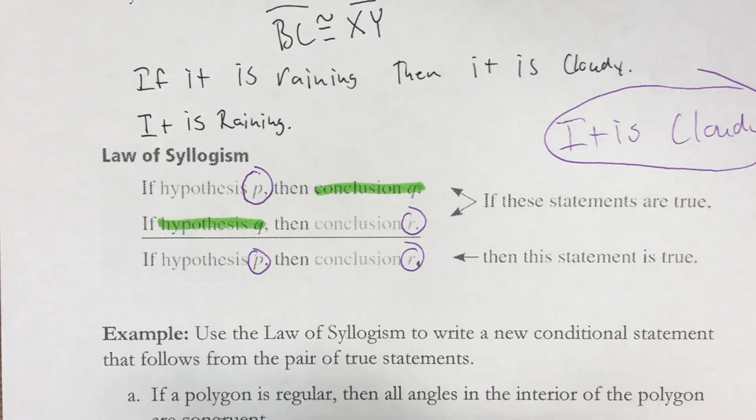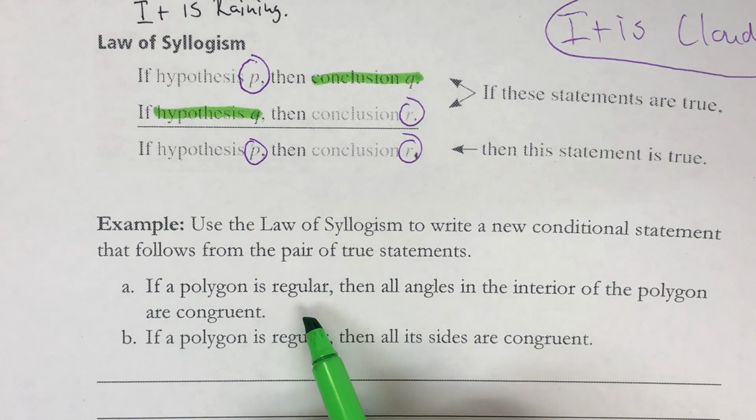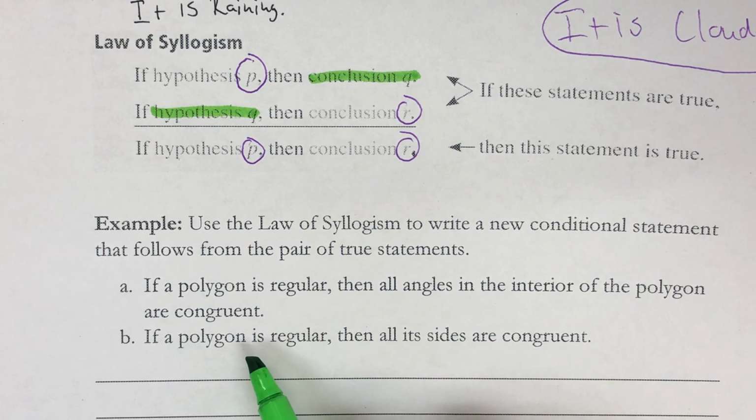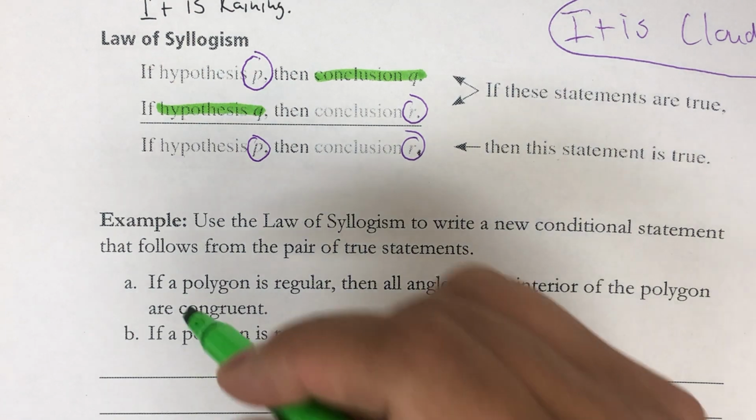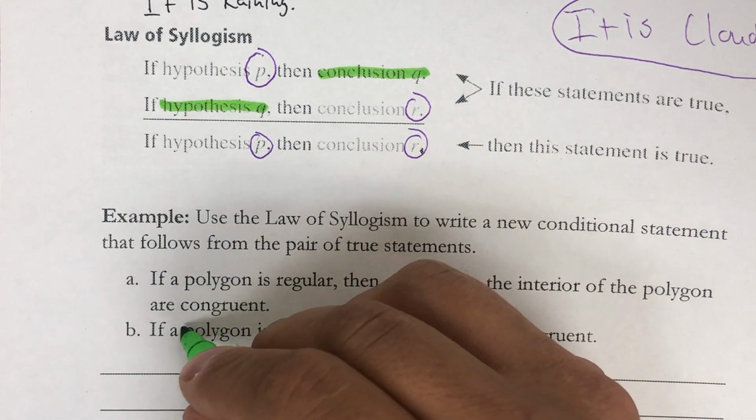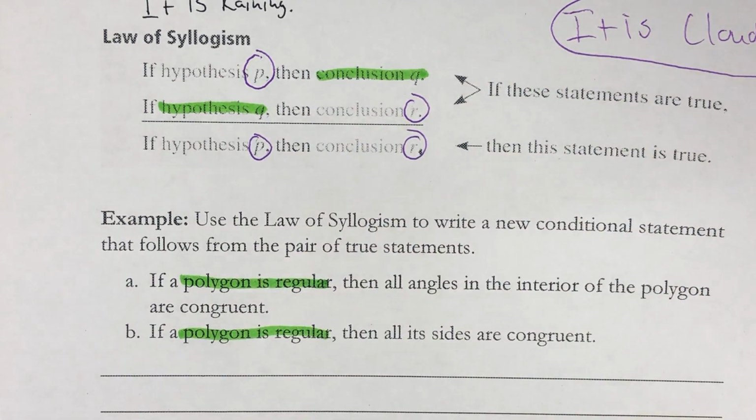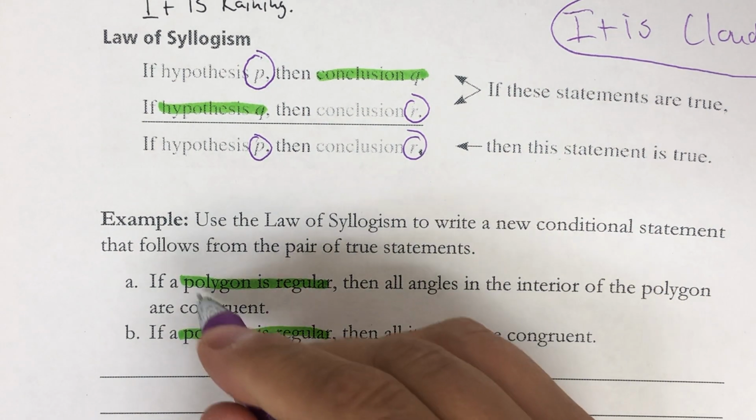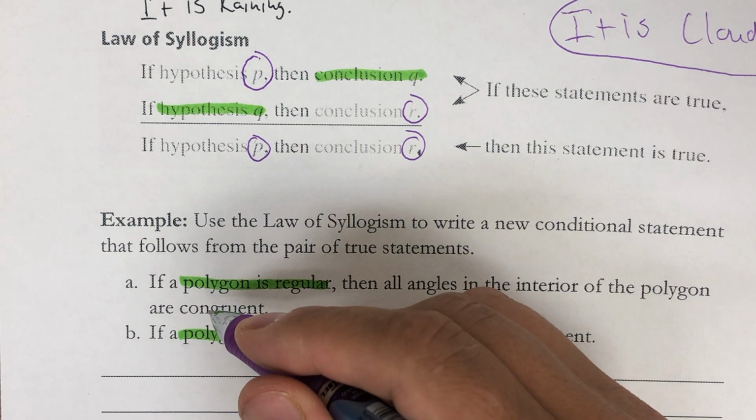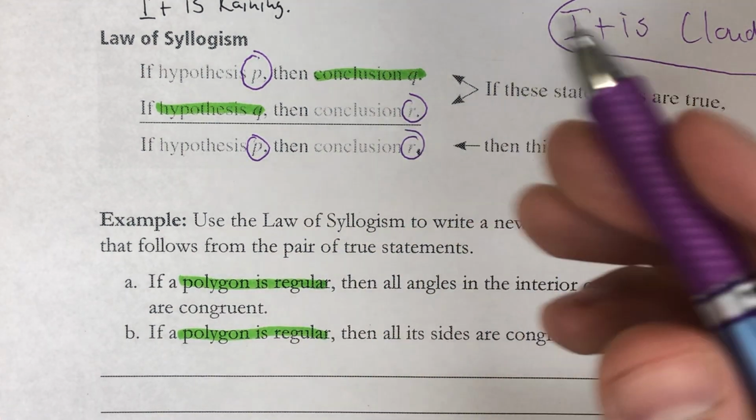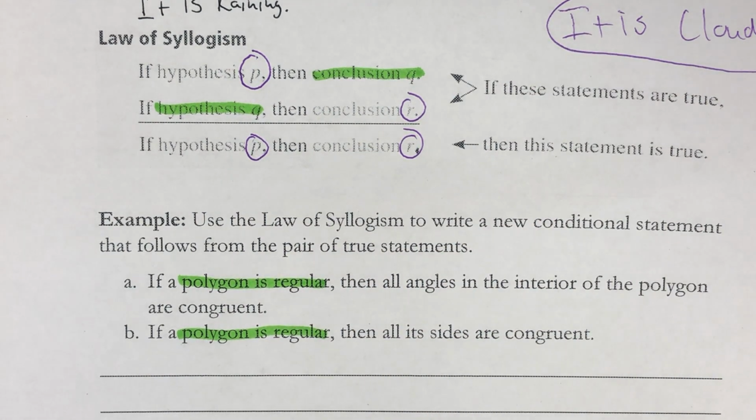So in this problem, we have the first example. It says, if a polygon is regular, then all of the angles of the interior polygon are congruent. If a polygon is regular, then all of its sides are congruent. So I see the matching piece. It says, if the polygon is regular, if the polygon is regular. However, in this case, those are both the hypothesis. So I cannot write a new statement using the law of syllogism. Okay, there's nothing to write. I'm done. It's not possible.